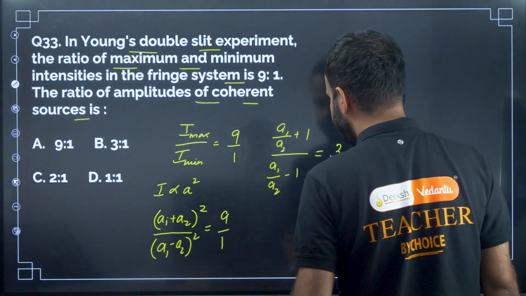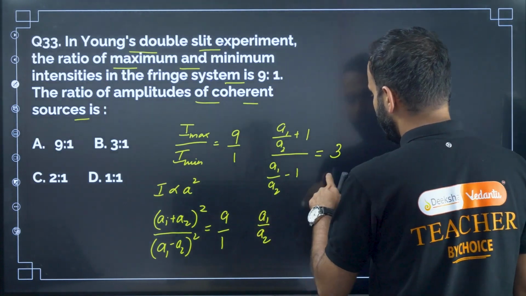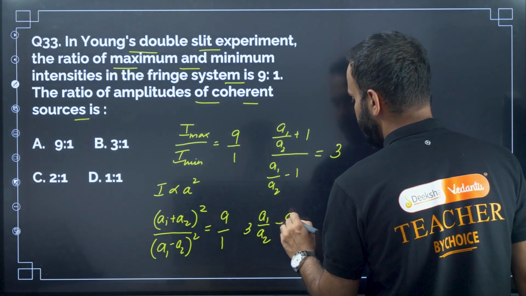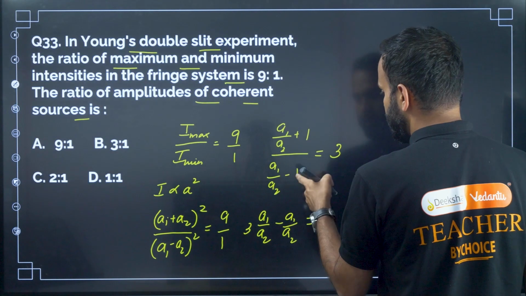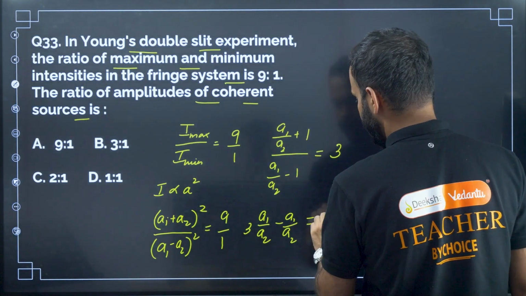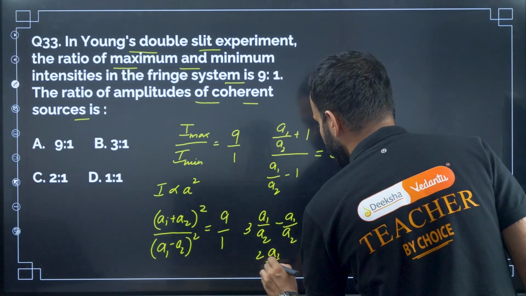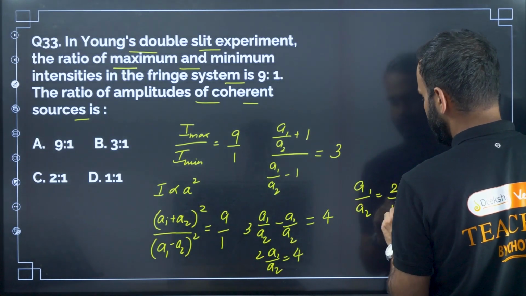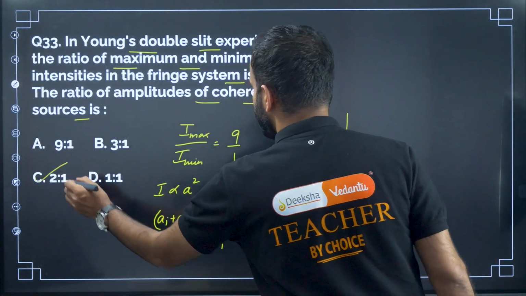Take the square root on both sides. So A1 divided by A2 plus 1 equals 3 times A1 divided by A2 minus 3. Taking the 3 to the other side, you will get 4. So 2 times A1 divided by A2 is equal to 4. So A1 divided by A2 is equal to 2 by 1, that is 2 is to 1. So the correct option is C.